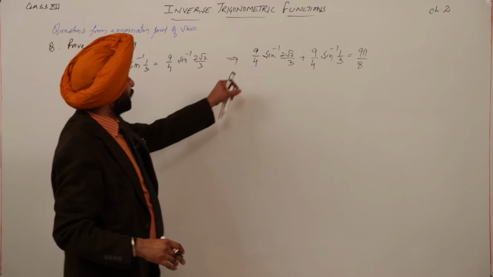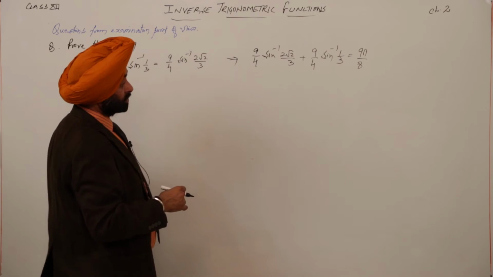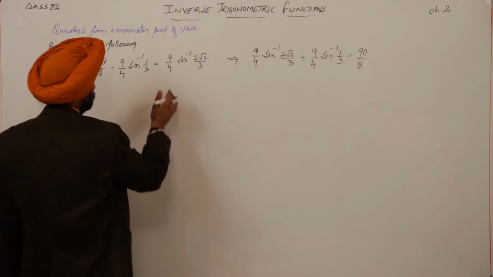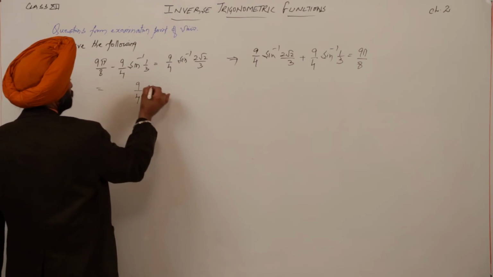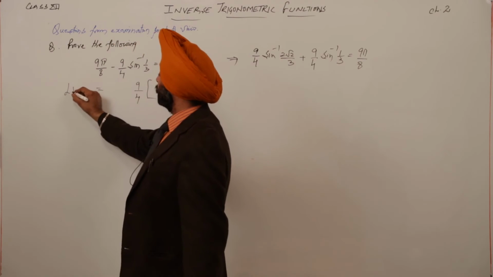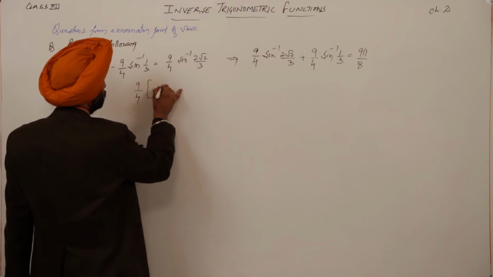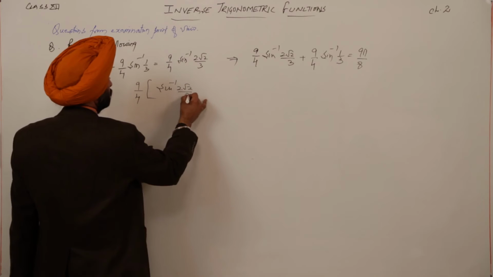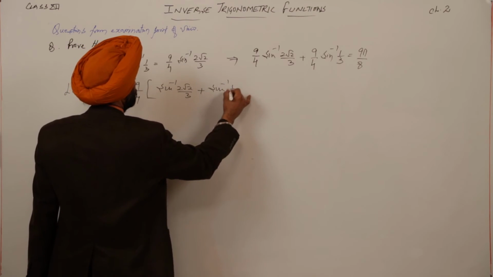So it becomes 9 by 4 sine inverse 2 root 2 by 3 plus 9 by 4 sine inverse 1 by 3 is equal to 9 pi by 8. Now what is the use of it? To this question now I can write it, this is equal to 9 by 4, and here you can mention left hand side. Left hand side is equal to 9 by 4 sine inverse 2 root 2 by 3 plus sine inverse 1 by 3.